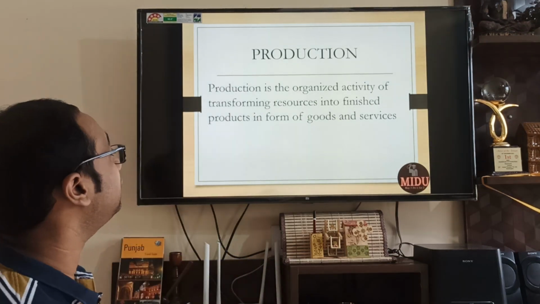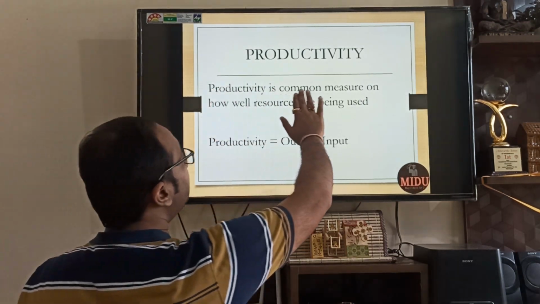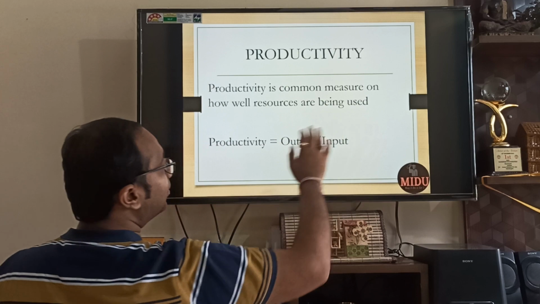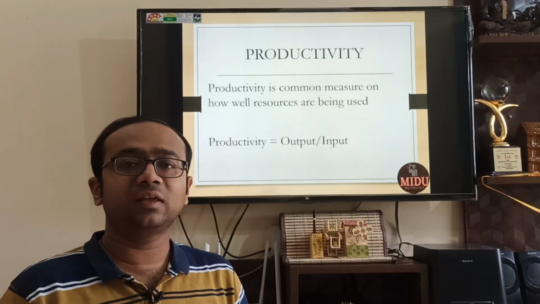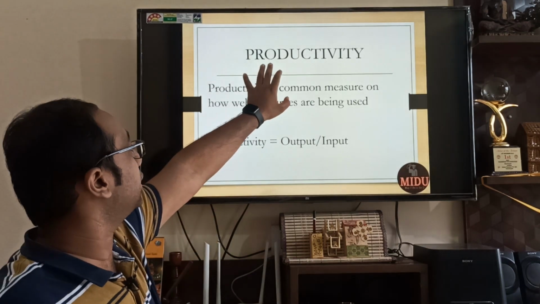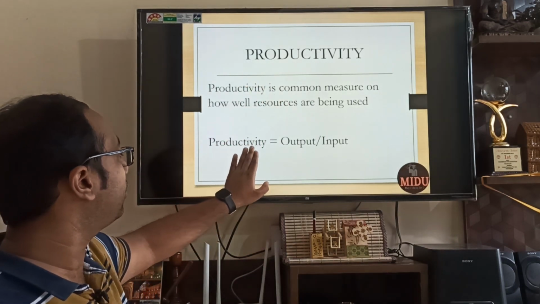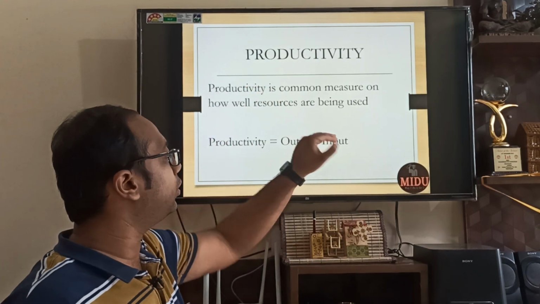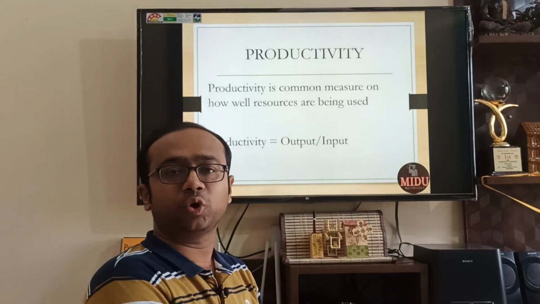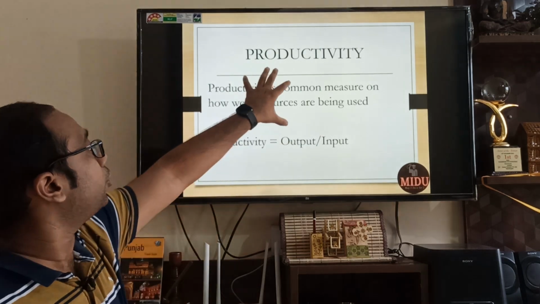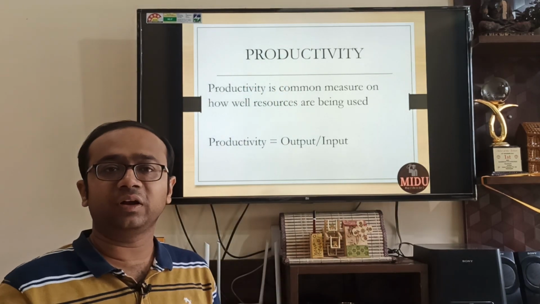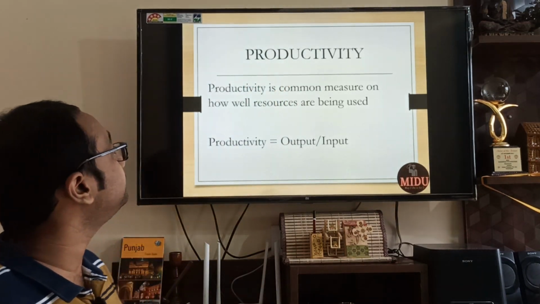After production, the next term is productivity. Productivity is a common measure of how well the resources are being used. So the various resources you are using, how well you are utilizing them, that basically is known as productivity. The simple formula to calculate productivity, my dear friends, is output upon input. How much input you are giving, what output you are getting. That is known as productivity. So I hope you have understood the difference between production and productivity.